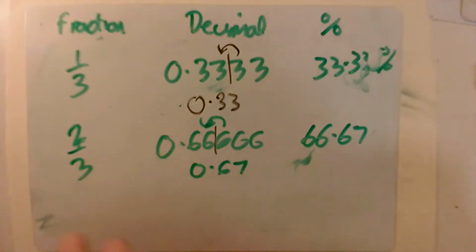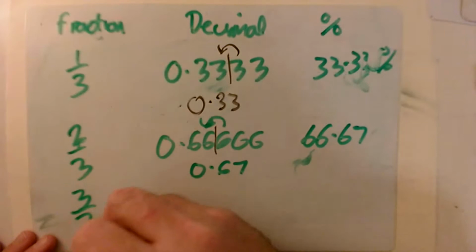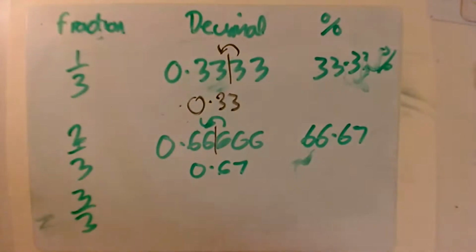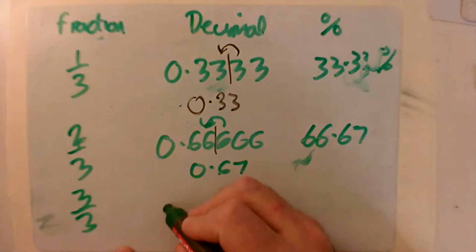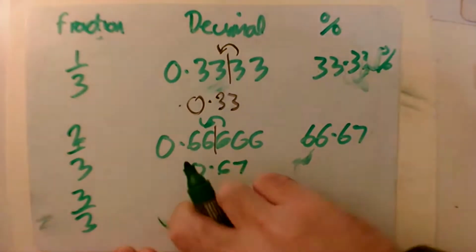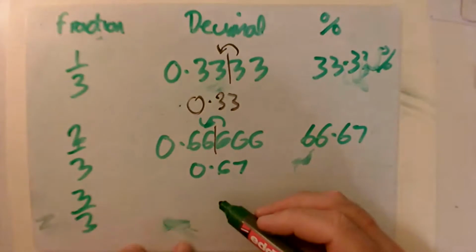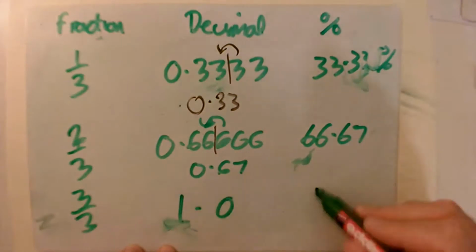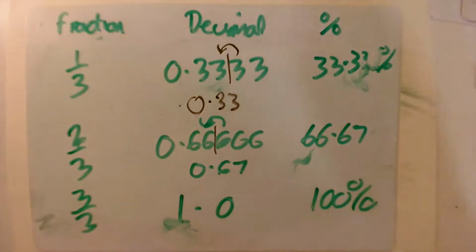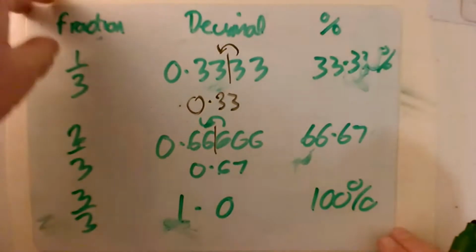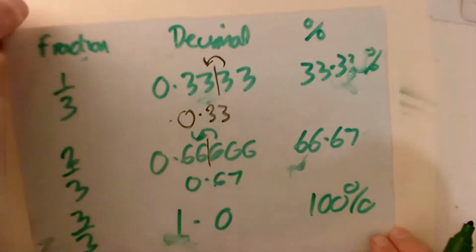66.67. And then what do we reckon to 3/3? Anyone think it's 0.999999? Well, it's not. Whatever 3/3 is, obviously it's 1, isn't it? So 1.0 and 100%. Right, that'll do us on that. I know a lot of you will already know those.